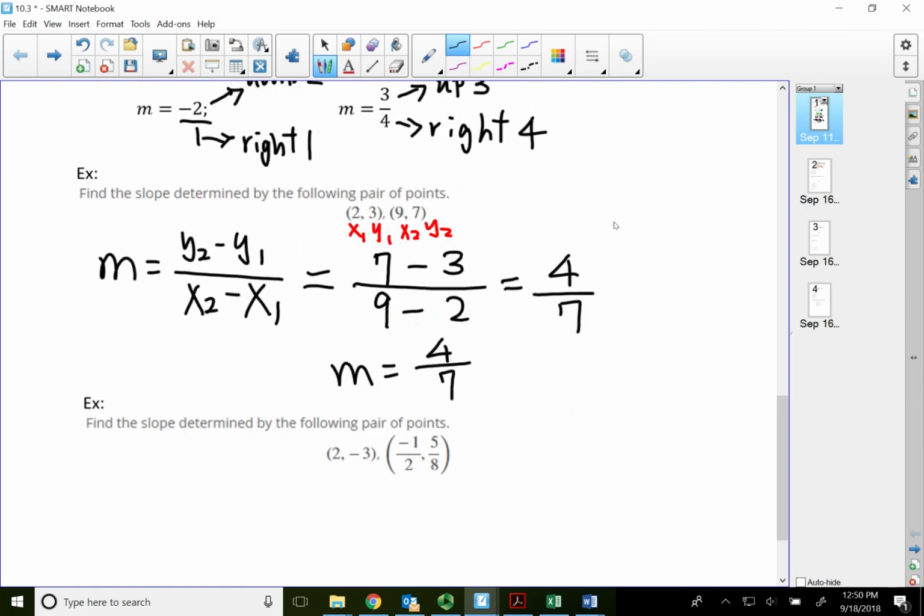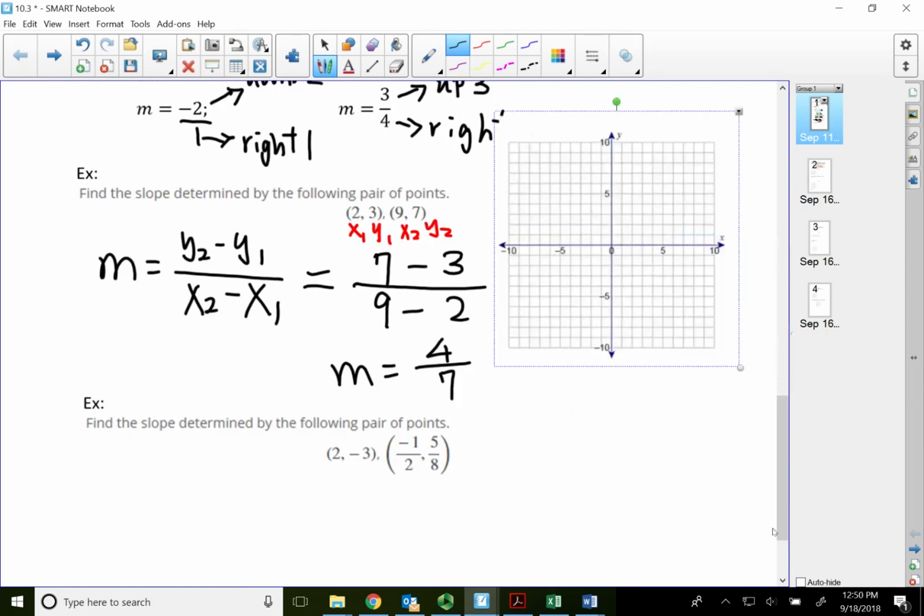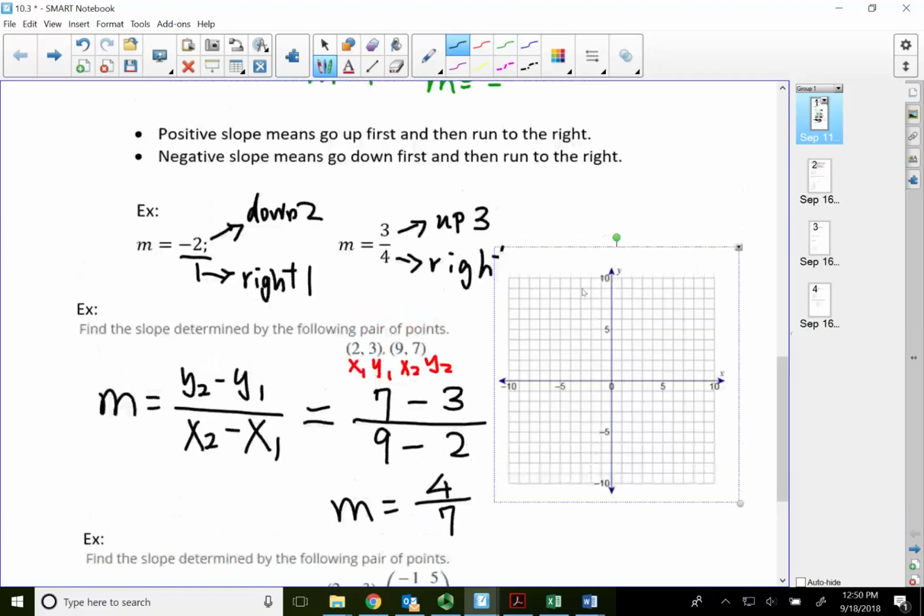I'm going to use this too, okay? All right, so here is a graph. I'm going to quickly do this, okay? If we plot 2, 3, to the right 2, up 3, that'll be right here. 9, 7, to the right 9, up 7. That'll be about right here, I think. 9, 7, yeah. All right, so let's say there's a line right here.